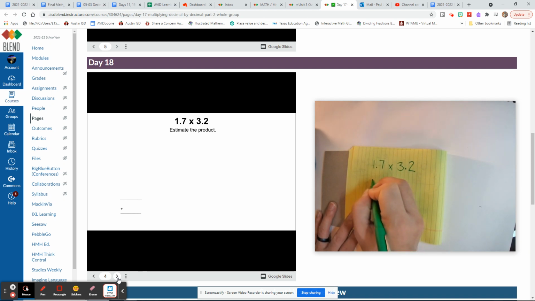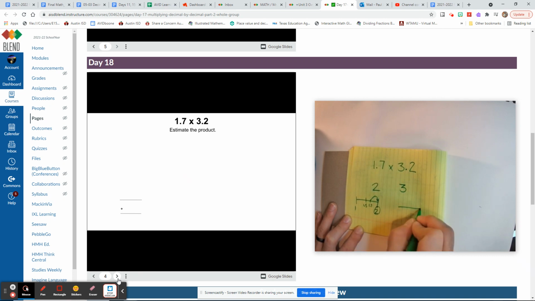So 1 and 7/10 is about 2. 3 and 2/10 is about 3. Remember, the way that we know that is if this is 1 and this is 2, and this is 1 and 5/10, that means 1 and 7/10 is around here, which is closer to 2. If we're looking at 3 and 2/10 between 3 and 4, if this is 3 and 5/10 in the middle, 3 and 2/10 is somewhere around here, which is closer to 3. Oh, missed that one completely.